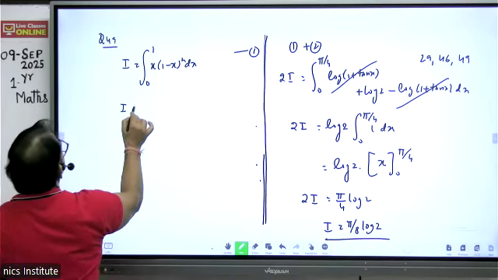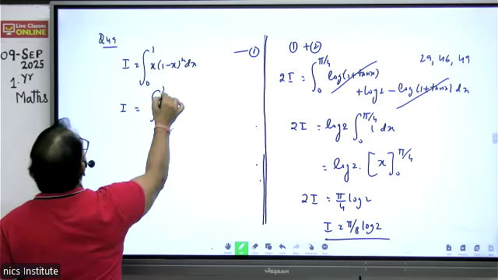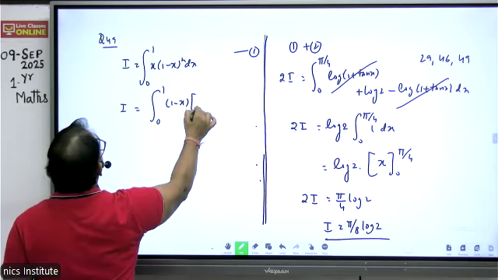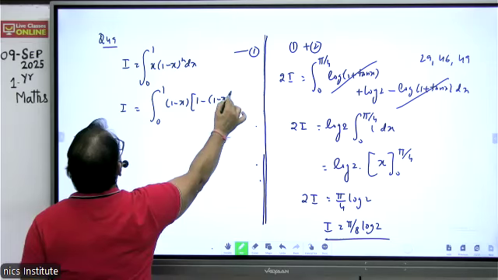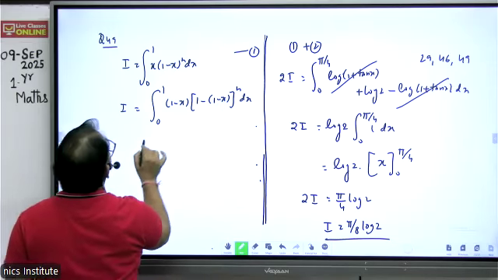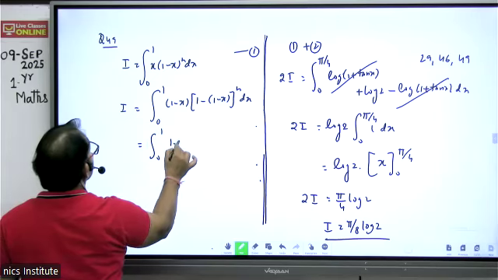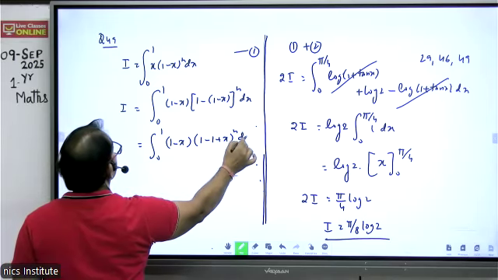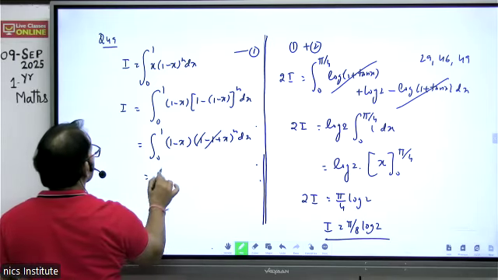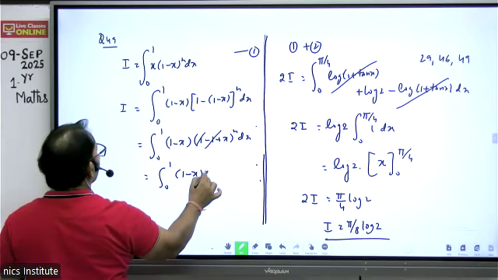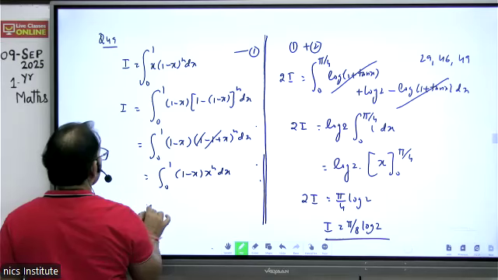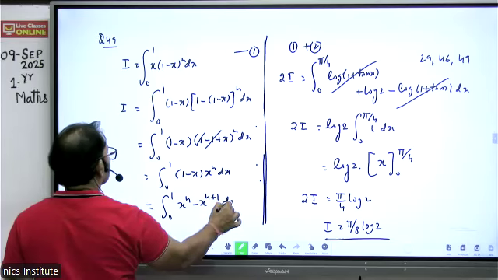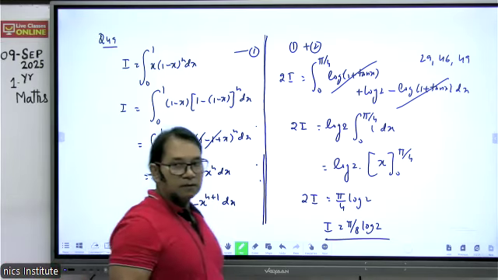Again, same property, wherever you have x, replace it by a minus x. A is 1. So wherever you have x, replace it by 1 minus x. And the best part is that this time you don't have to add. 1 and 1 cuts. So we don't have to add. It is directly integrable. You can straight away integrate this.